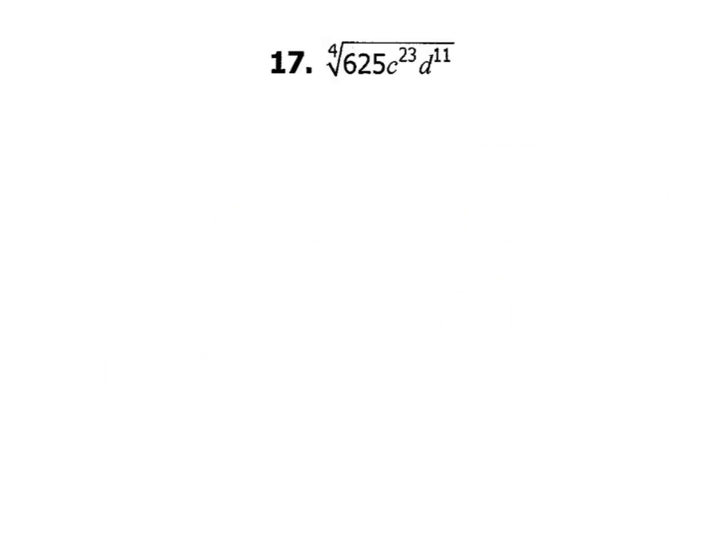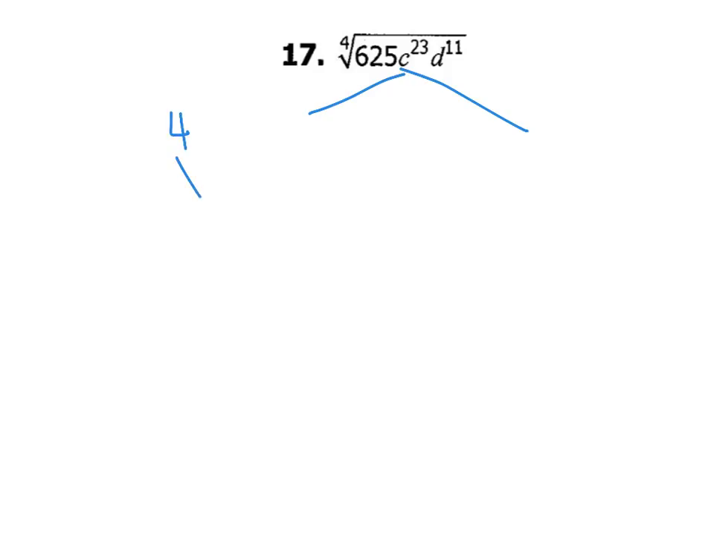All right, last but not least, number 17. Let's break this down into what we can take the fourth root of and what we can't take the fourth root of. So this is what we can take the fourth root of times what we can't. So 625, we know the fourth root of that is 5, so we can take the fourth root of 625.